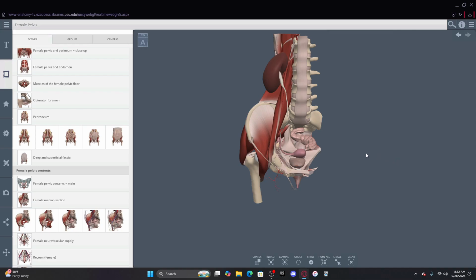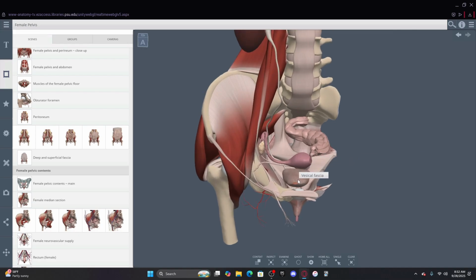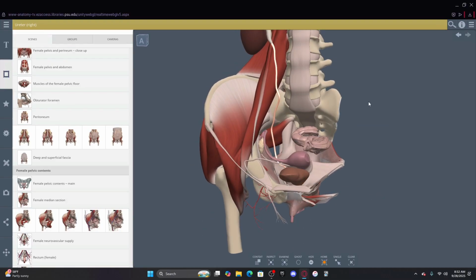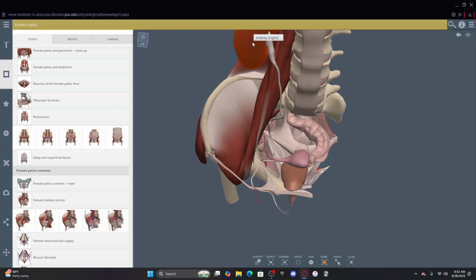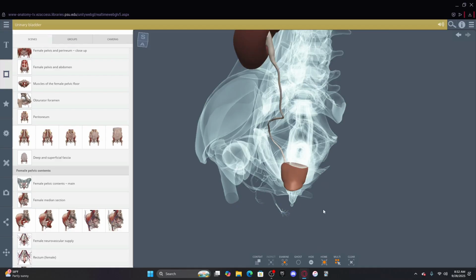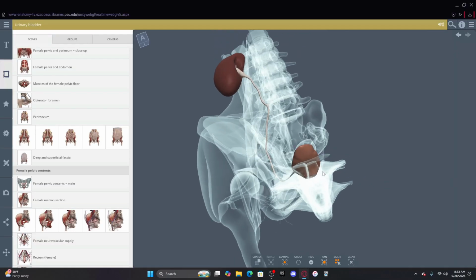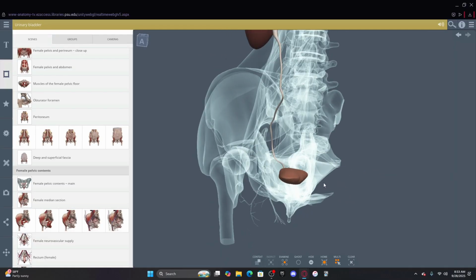So, the first organ we have is the bladder, right? So I remove this. This is our bladder. We can see this is the bladder because if I press the ureter in the back and then press the renal pelvis and the kidney, right, they all combine to be one, right? So if I press examine, you can see the kidney. You can see the renal pelvis that drains to the ureter, which goes to the urinary bladder.